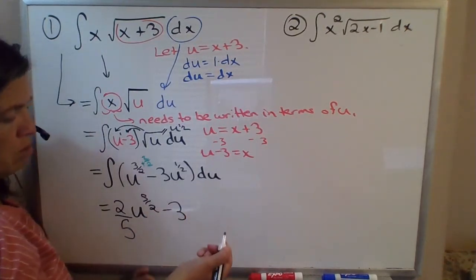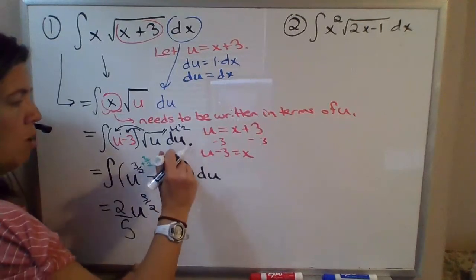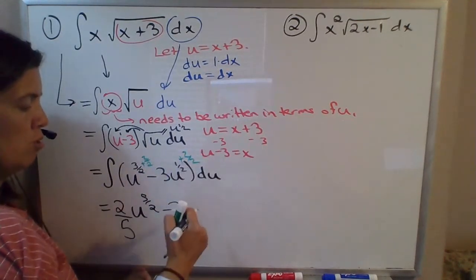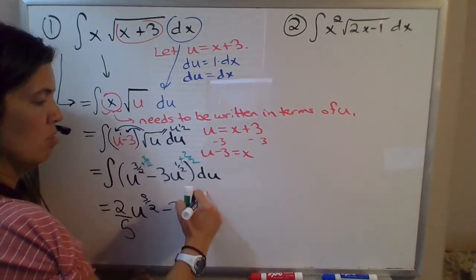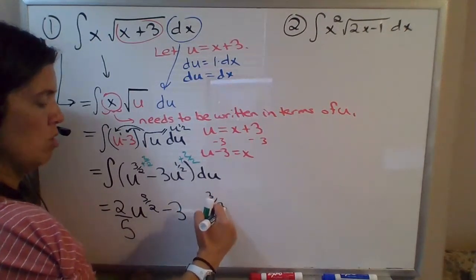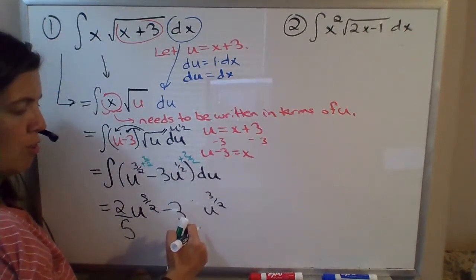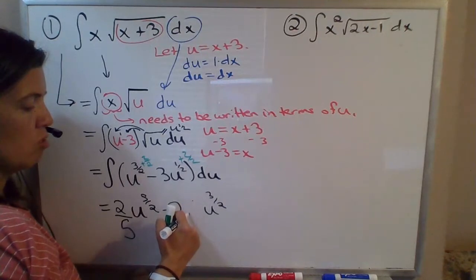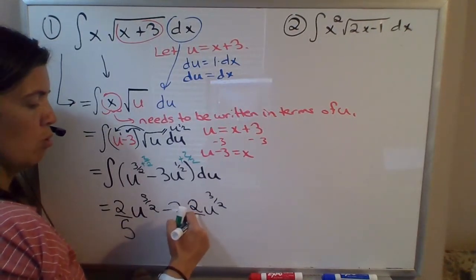Minus 3 times, so we go through the same song and dance here. Add 1 to the exponent, so that's 2 over 2. That gives us u to the 3 over 2. 1 over 3 over 2 in front. Well, 1 over a fraction, instead we'll just do times the reciprocal, 2/3.